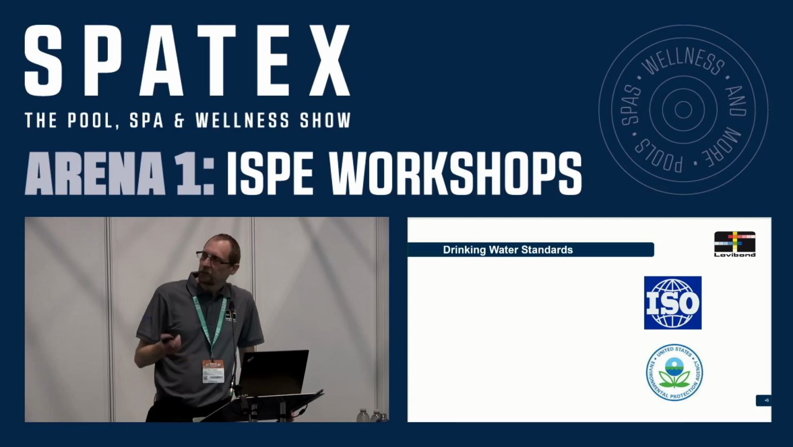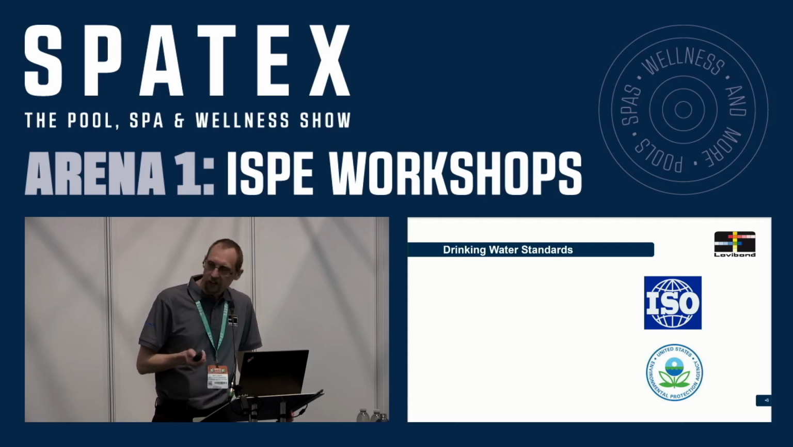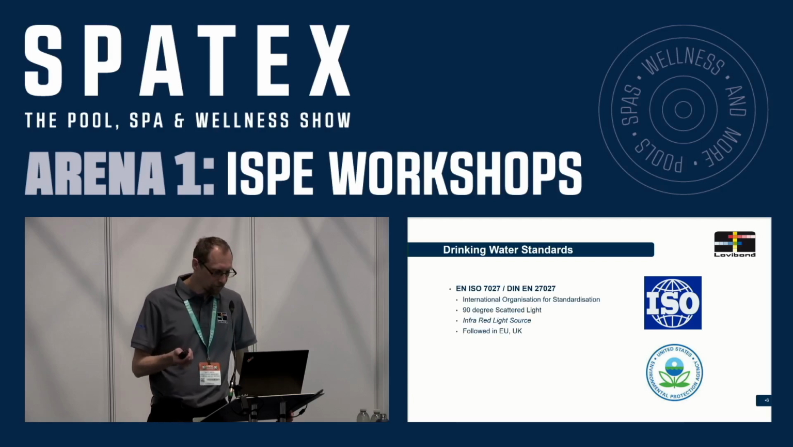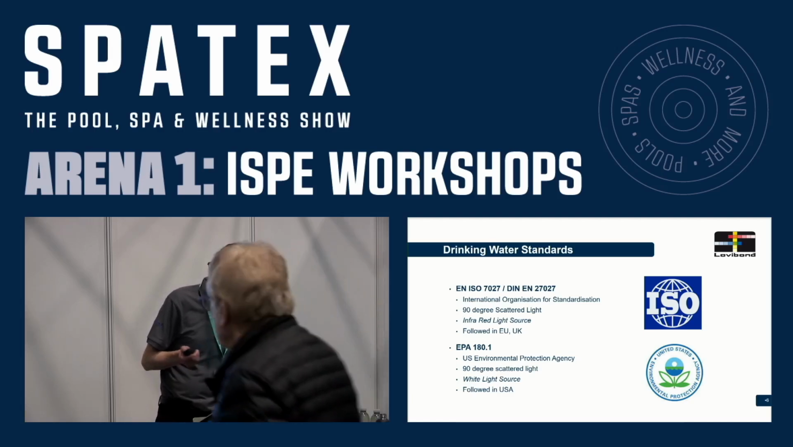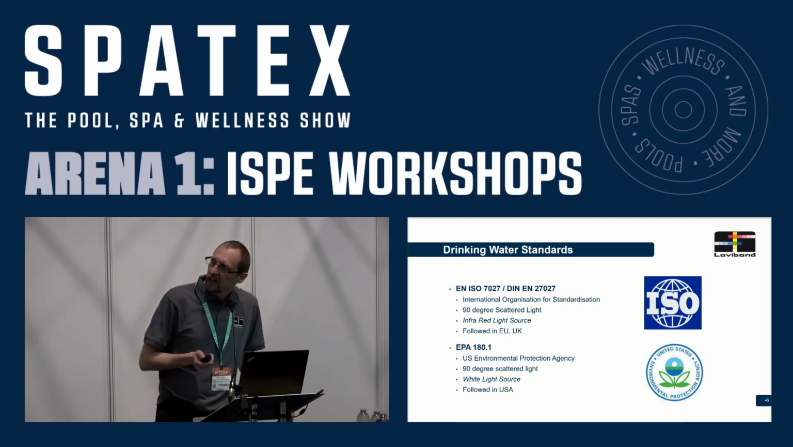So we'll have a look at a few standards and why these relate to swimming pools. For turbidity, you've really got two standards that we are interested in. You've got the ISO and you've got the EPA, Environmental Protection Agency from America. Now here in the UK, we conform to the ISO 7027 standard. As you can see, they're quite similar, and they both specify a 90-degree scattered light.